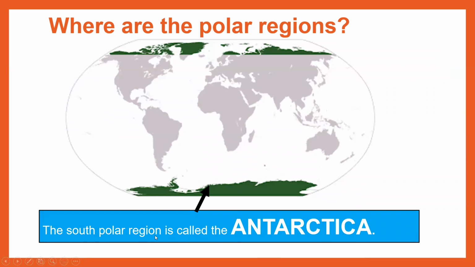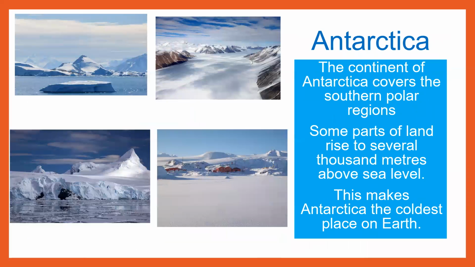The South Polar region is called Antarctica. Can you say Antarctica? Well done. So the continent of Antarctica covers the southern polar regions. Some parts of land rise to several thousand meters above sea level. This makes Antarctica the coldest place on Earth. So it's even colder than the Arctic. It's the coldest place on Earth.